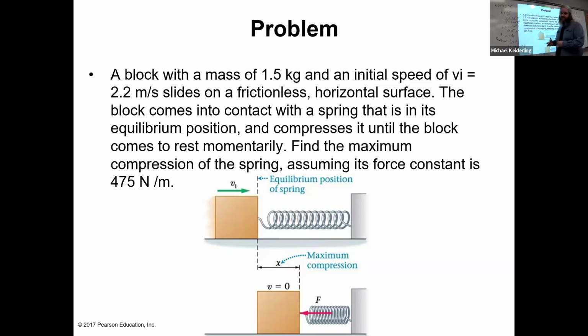The book does it slightly differently. Let's see if I got a different result. Nope, we got the same thing. 0.1, sorry.